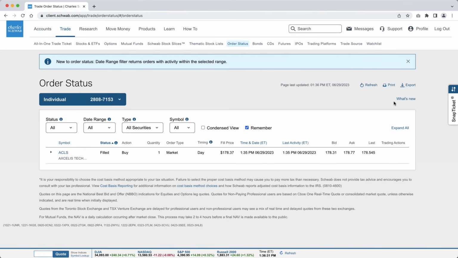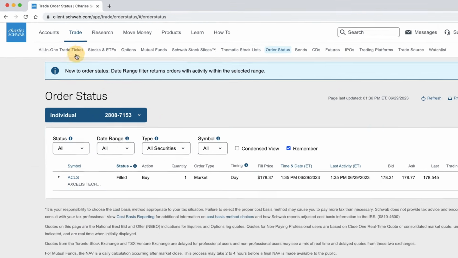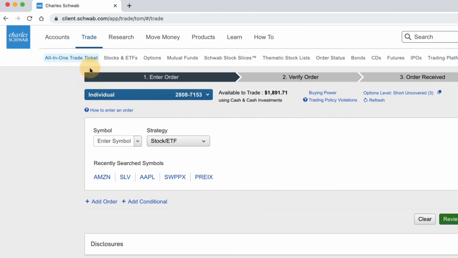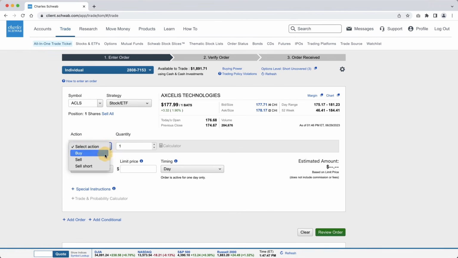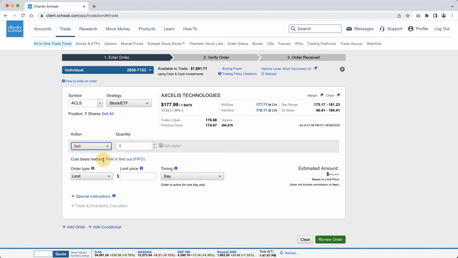Let's show you how to enter a stop order on Schwab.com. Let's go to the all-in-one trade ticket. First of all, we're going to enter the symbol ACLS, the company we just bought a share of. Under Action, we'll choose Sell, which will auto-populate the quantity to 1. Now let's choose our order type. In this case, we're going to be using a stop order.